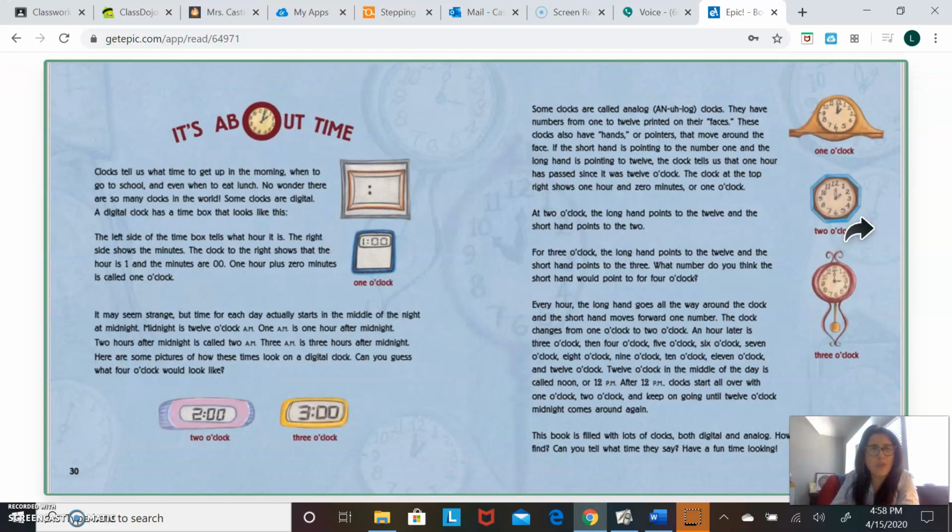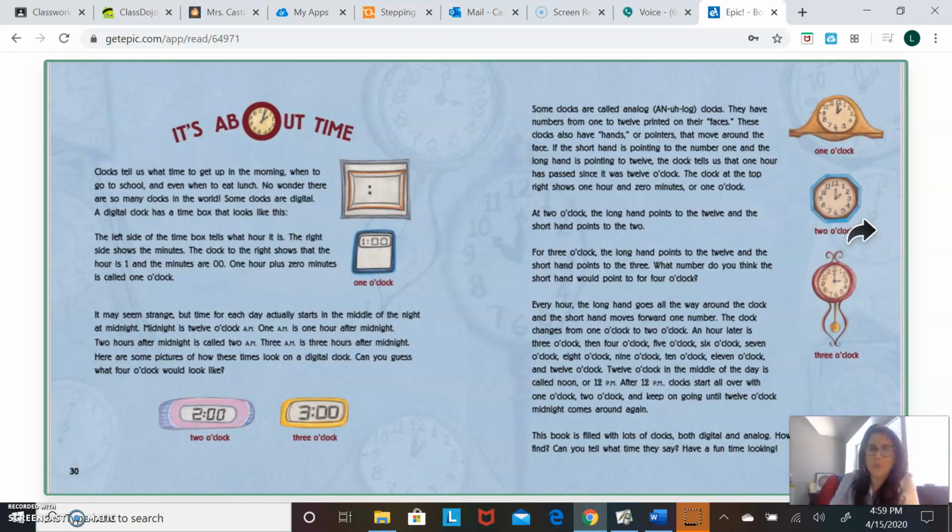I hope that you enjoyed this book. We know that clocks tell us what time to get up in the morning, when to go to school, and even when to eat lunch. I know many of you will look up at the digital clock in our classroom and you'll remind me, Ms. Castillo, or you'll look at me and look over at the clock, and I know what you're looking at. You remind me when it's lunchtime, you remind me when it's recess time. So we use clocks every day.